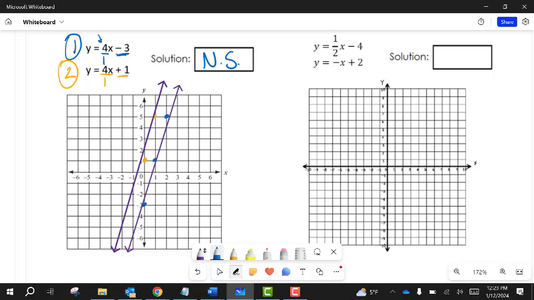Looking at our next example, we have y = 1/2 x - 4 and y = -x + 2. So we're going to go ahead and graph both of those on the same graph and see what we come up with. My first equation, the y-intercept is -4, so I'm going to go down to -4. My slope is 1/2, so up 1/2, do it a few times to have a more accurate line. And then we connect it.